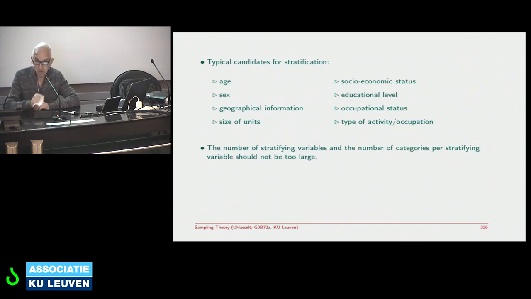Okay, so what are the usual suspects? Well, those socioeconomic and other variables that tend to correlate, that tend to go together with many survey variables, like especially health-related is often age-dependent, gender-dependent, geographically dependent, but that's often a proxy for culture, size of units, socioeconomic status, educational level, occupational status, type of activity, etc. So, we may now think the more the merrier. The more stratifying variables we choose, the better it will become.